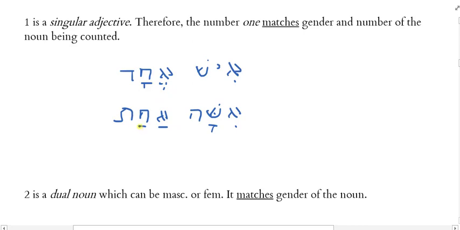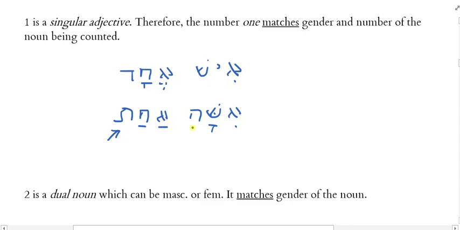Now, the feminine form of 1 is not echad, but achat. Remember that final tav we talked about is the second most common way to see something made feminine singular. You could add a qamets he to make it feminine singular, or a final tav to make it feminine singular. And here we have isha achat. Isha achat. So say these with me. Ish echad, one man. Isha achat, one woman.